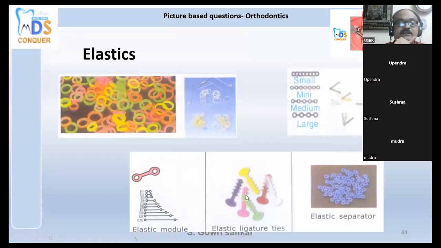And elastics, these are very easy to identify. I have seen one question: what is the distance between two holes in a small and large E-chain? It was in one of the recent exams. Usually this is E-chain. In E-chain, for small the distance between the holes is 2.5 millimeters and for large it is 4.4 millimeters. And of course, it depends upon many factors. It depends upon the diameter of the ring.